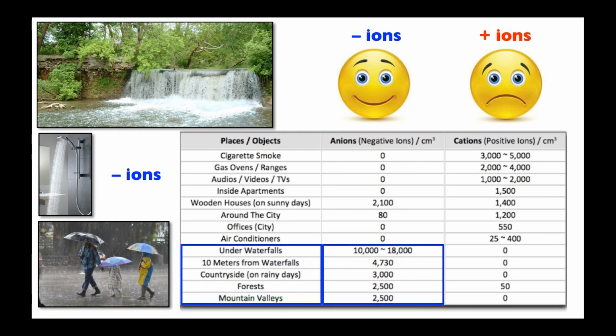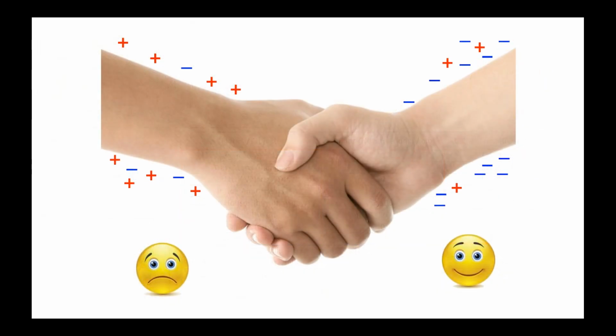Negative ions are common near waterfalls and during rainstorms, and positive ions are common in urban centers, as can be seen in this table. This could be one reason why going for a walk in nature is so refreshing and rejuvenating for many. When two people shake hands and they are at different electrical potentials, electrons are going to flow to equilibrate the two people. So just by touching someone or something, you can change your electrical potential and possibly your health.